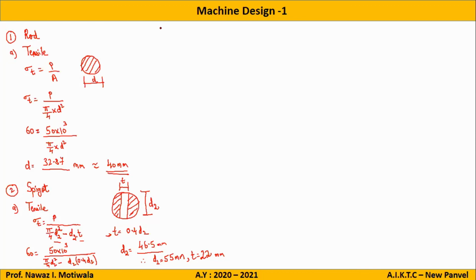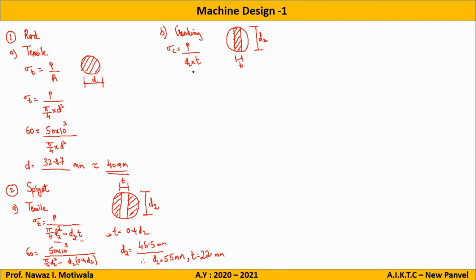What is the second failure to be considered? Crushing. Okay, very good. So for crushing, if I draw the failure diagram, it was like this. Circle, and only this part, because of the pin, was getting pressed. So what is this area? D2 into T. So I will write sigma C is equal to P divided by area, which is D2 into T.